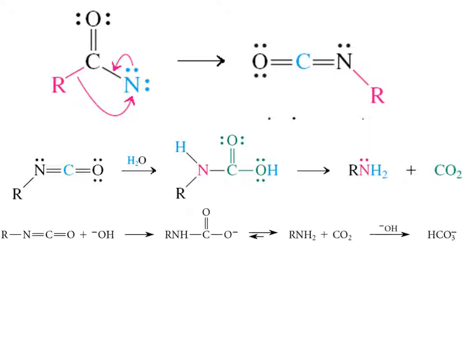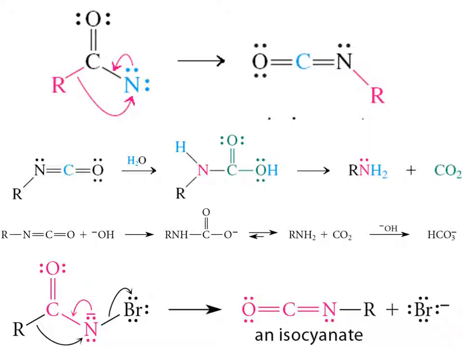Other mechanisms in textbooks show this as a concerted mechanism where it's all happening in one step. And so I think these arrows make a little bit more sense. So remember, this mechanism is called concerted, where all the arrows are the same intermediate that you see at the top of the slide, your isocyanate, which can then be reduced to your primary amine.